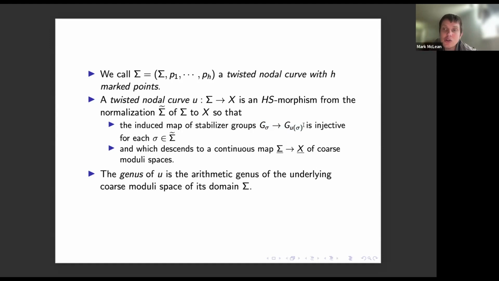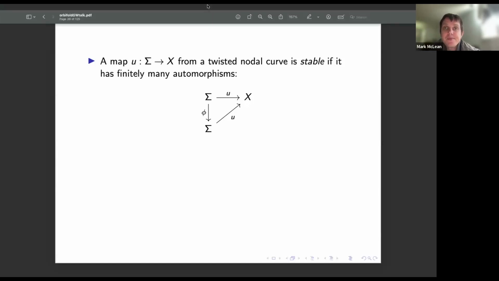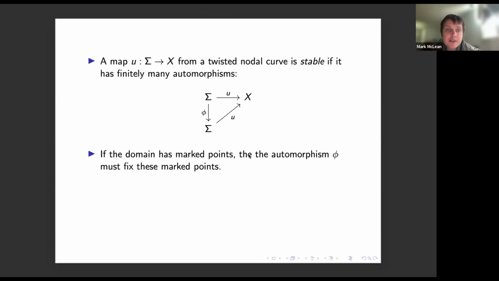Oh yeah, the genus is just the usual genus. And again, in Gromov-Witten theory, you count stable maps, and stability is defined in the usual way that you do for Gromov-Witten theory or Floer theory, which is you want finitely many automorphisms. That's for your moduli space to be well behaved. So an automorphism is a diagram like this, where phi is some isomorphism of twisted nodal curves, and it commutes with the map to x. And if the domain has marked points, we fix these marked points. Again, this is usual in Gromov-Witten theory.